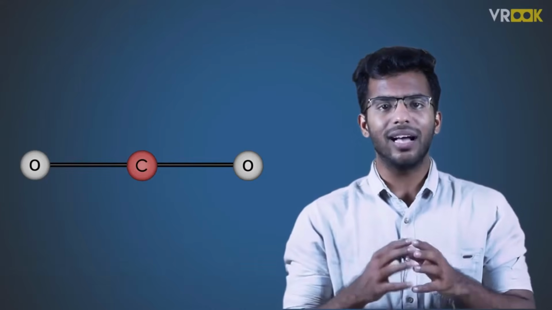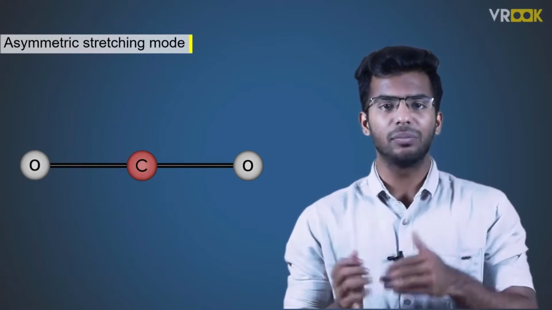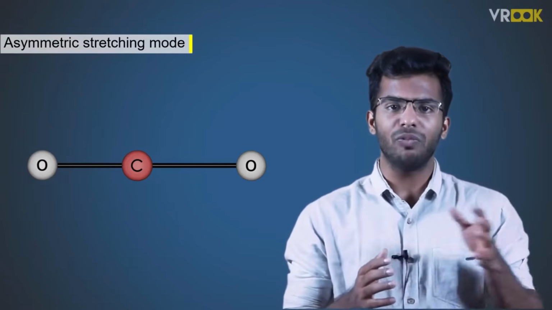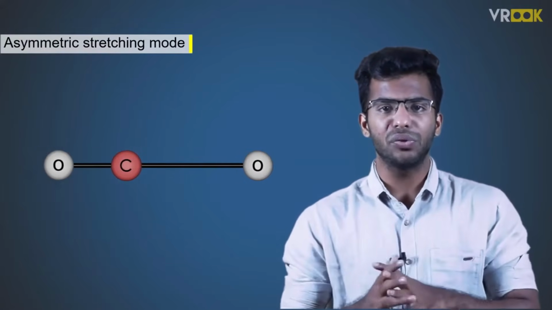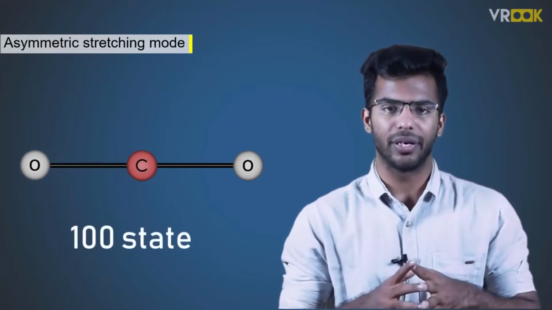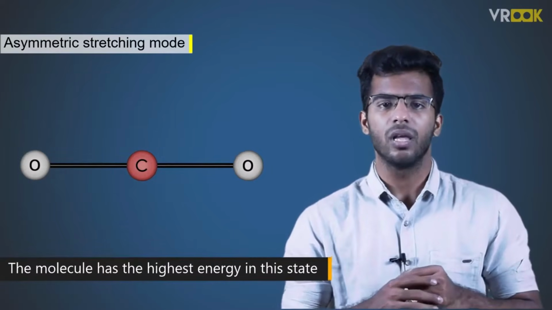The last mode is the asymmetric stretching mode. In this mode, all the atoms will stretch asymmetrically. The oxygen atoms move in one direction while the carbon atom moves in the opposite direction. This state of CO2 is referred to as 100 state. The molecule has the highest energy in this state. So, these are the three different modes of the vibration of the CO2 molecule. When it is excited, it will go into any one of these modes depending on the energy. These vibration states play a significant role in CO2 laser.